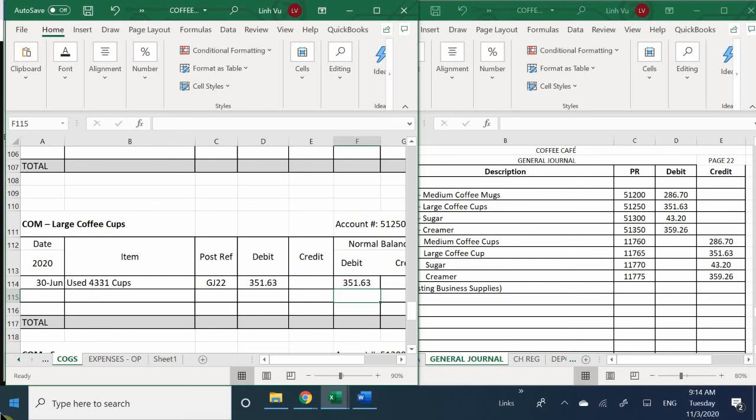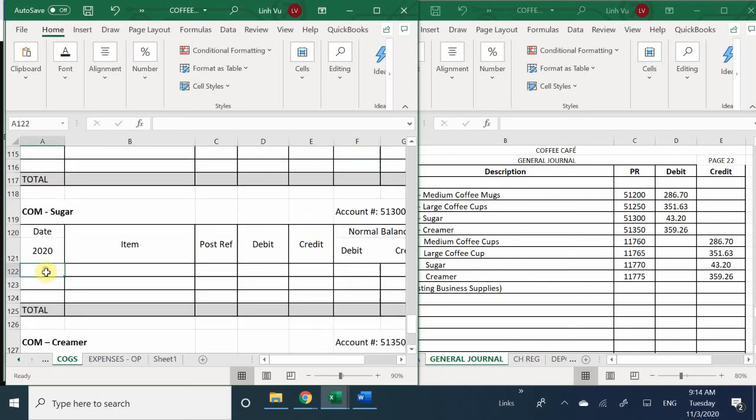Next is sugar, cost of material sugar. How many pounds of sugar did I use? 120 pounds. Yes, we used 120 pounds, right? 22. And how much did that cost me? $43.20. All right, making my beginning balance here $43.20.